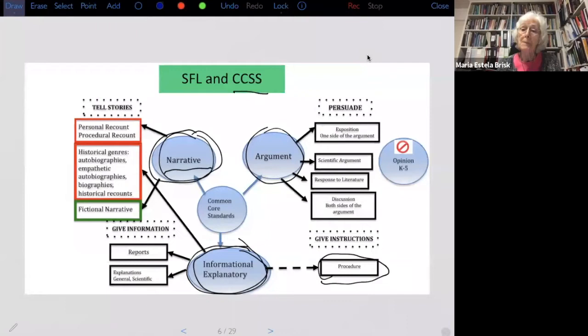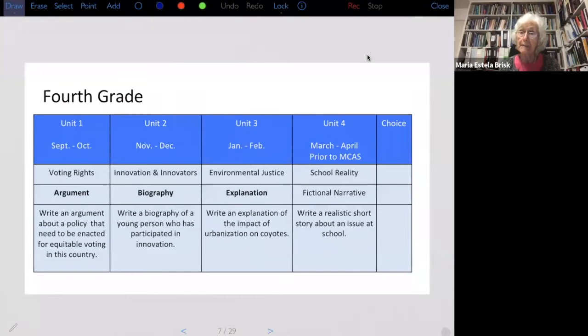So the pedagogy starts with a genre. And as I said, these genres are embedded in the content. So for instance, here I give you an example of what I planned with a fourth grade class. And this class had to teach about voting rights. So the students wrote arguments about a policy that needed to be enacted.